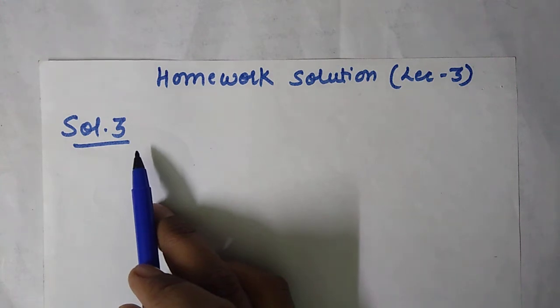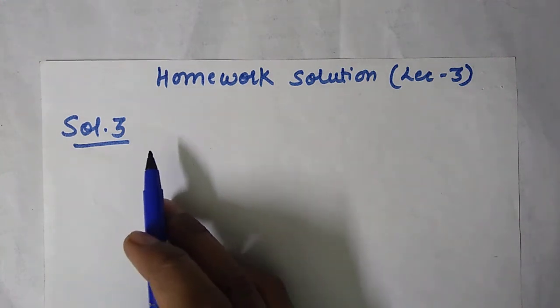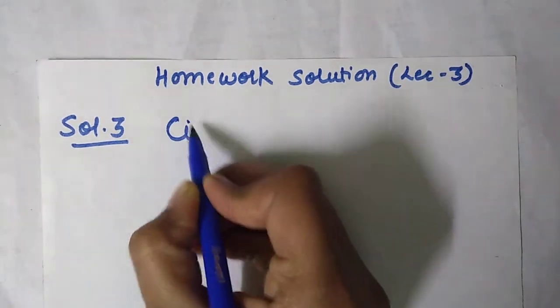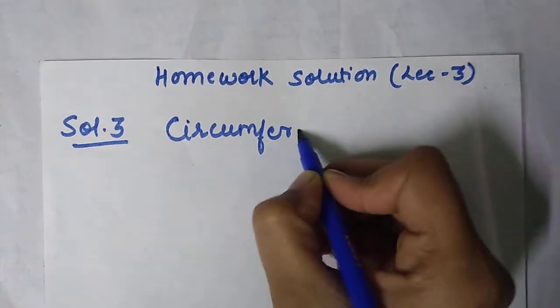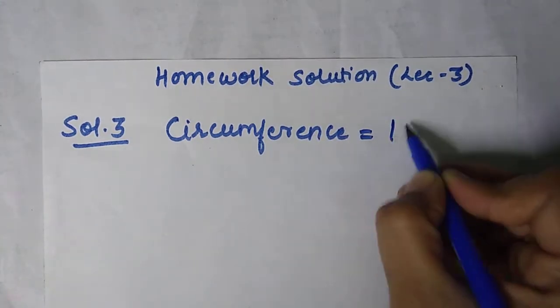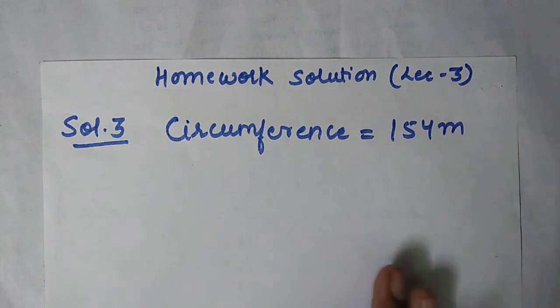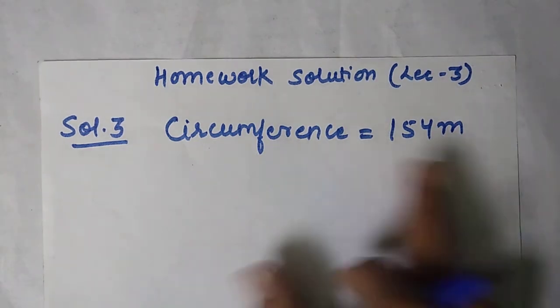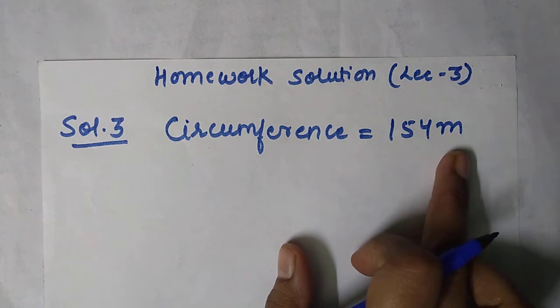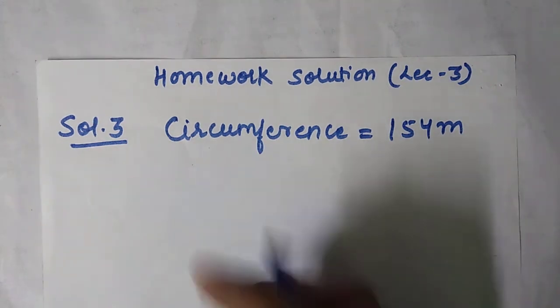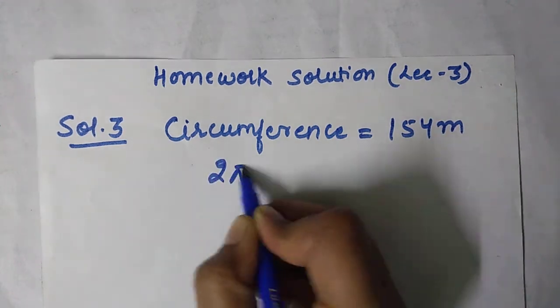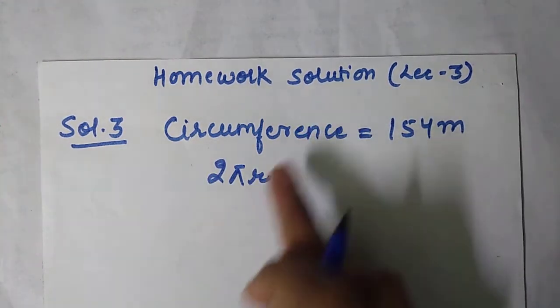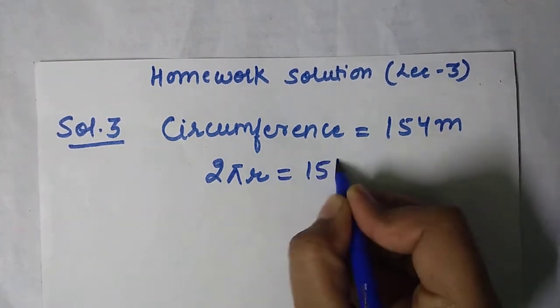Question number 3 is: if the circumference of a circular sheet is 154 meter, it means we have been given the circumference of the circle, that is 154 meter, and we have to find its radius. After finding the radius, we have to find the area of the sheet, and here we have to use pi equal to 22/7. So circumference is given by what formula? That is 2 pi r. So I can write this as 2 pi r equal to 154 meter.